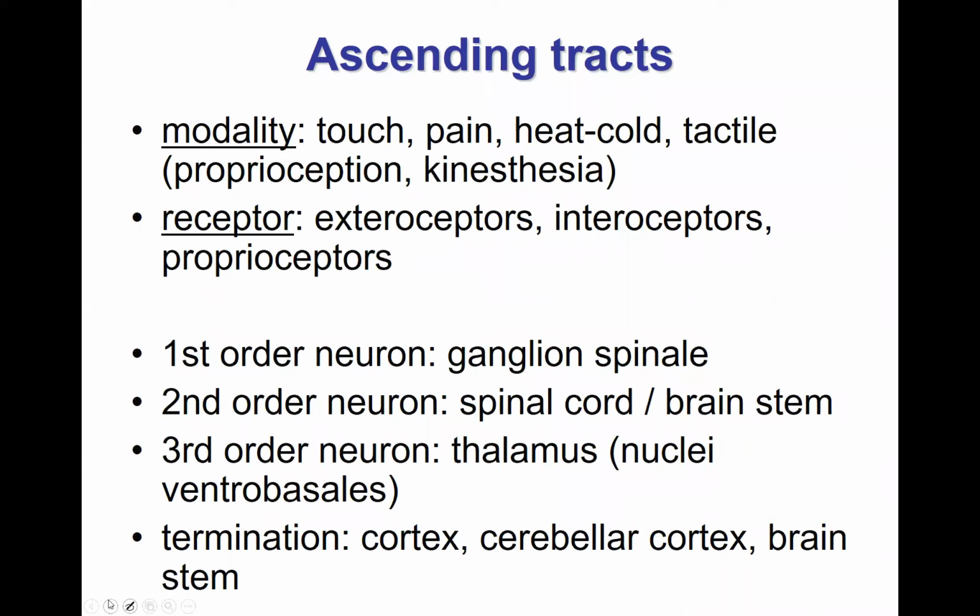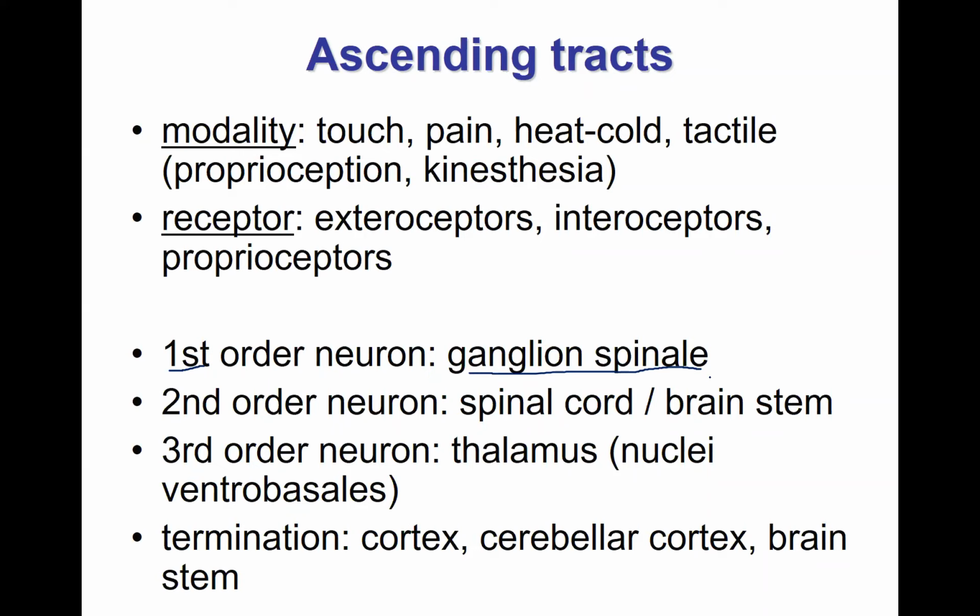Okay, now let's talk about the ascending tracts. The ascending tracts have some organization. The general organization is like that. The first neuron, or first order neuron, is all the time in the spinal ganglion. You know that in the spinal ganglion there are pseudo-unipolar neurons located, and they serve for somatosensation and visceral sensation. So for all the tracts, the first neuron is located here.